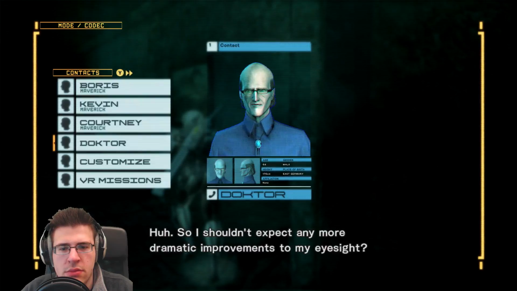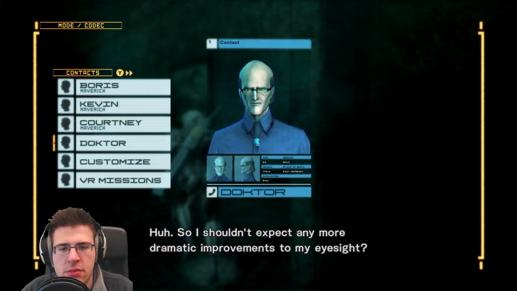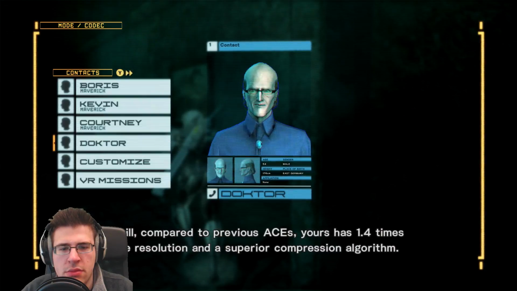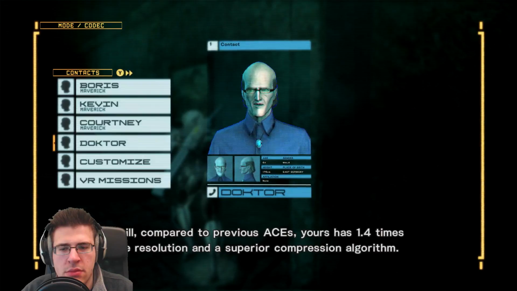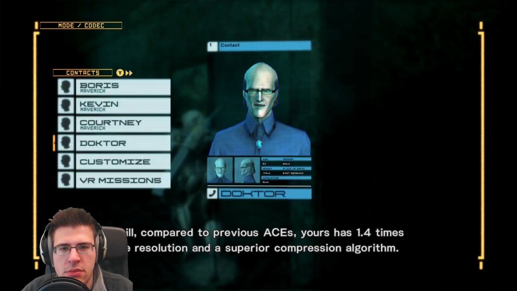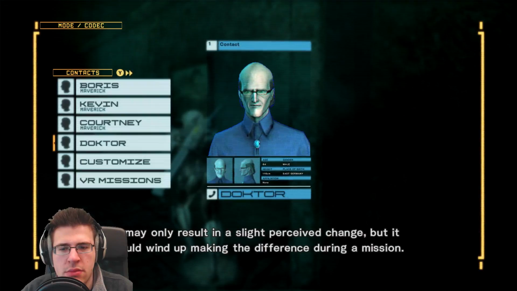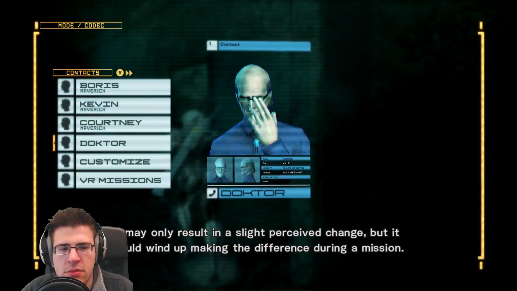Huh. So I shouldn't expect any more dramatic improvements to my eyesight? No, your brain would no longer be able to process any more visual information in real time. Still, compared to previous ACEs, yours has 1.4 times the resolution and a superior compression algorithm. It may only result in a slight perceived change, but it could wind up making the difference during a mission.